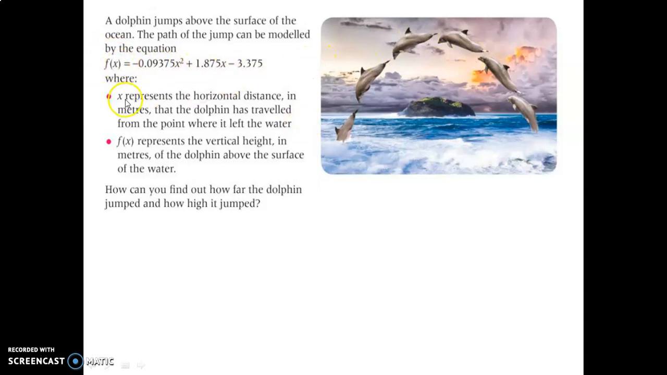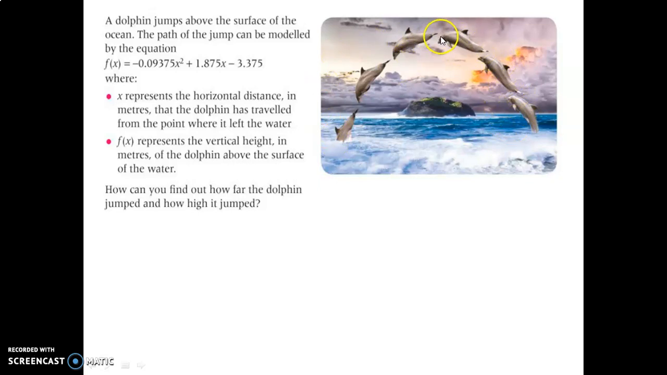It says x represents the horizontal distance in meters. So here's x, and y or f of x will represent the vertical height. That makes sense. This is the horizontal distance in meters, and this is the height of the dolphin. How can we find out how far the dolphin jumped, or how high it jumped? Okay, so two questions. How far did it jump? How high? Well, how high will be right here.